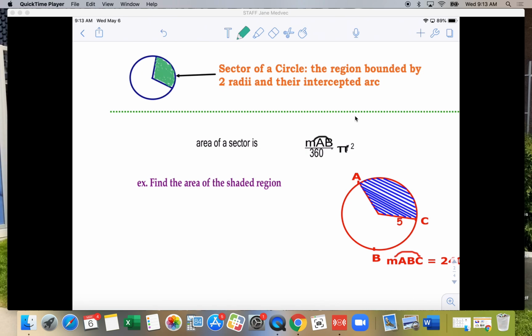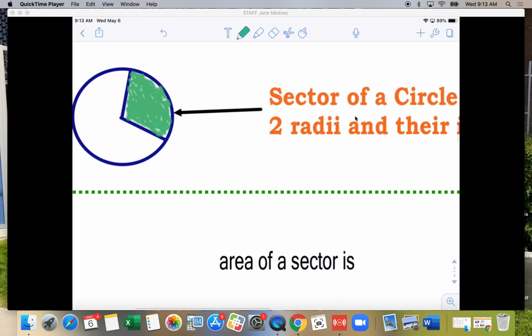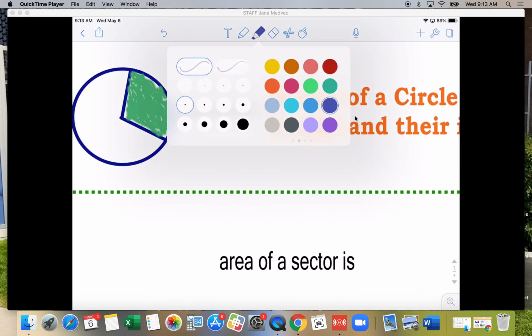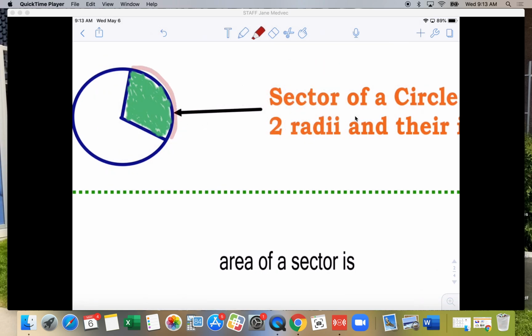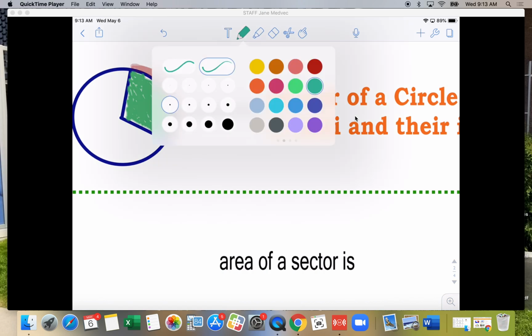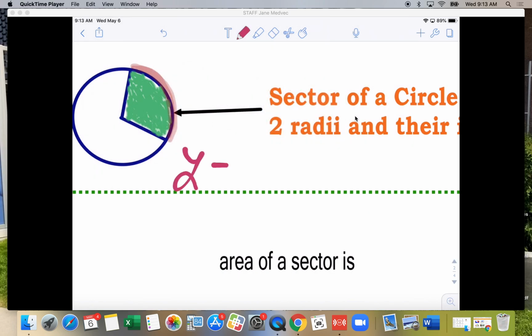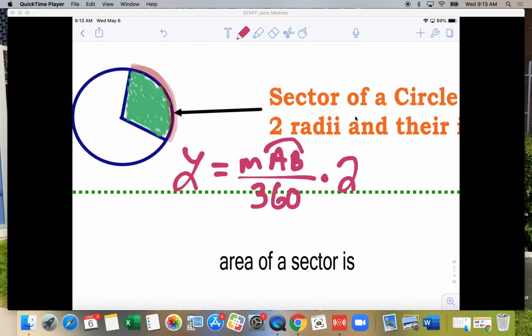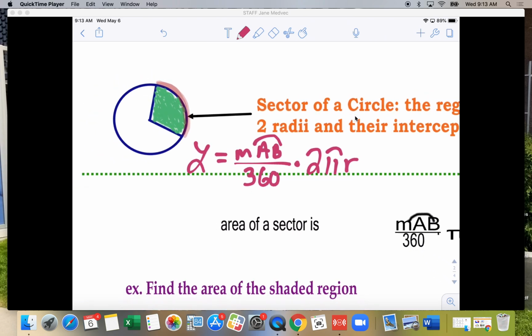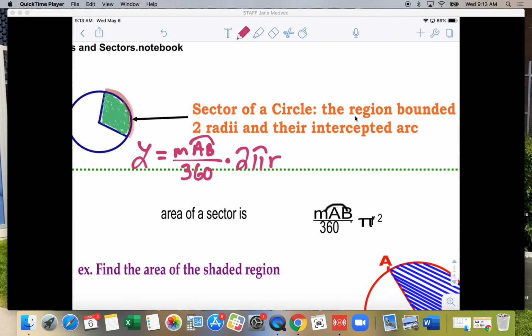How much of that? If you remember from the past, we looked at the length. So we looked at this section right here. And the formula for that was L equals the measure of arc, we'll call it AB, over 360 times 2 pi r. That was the length of that red piece, okay? The area of the circle is different, okay? And you're going to notice it starts the same. So the measure of arc AB over 360.